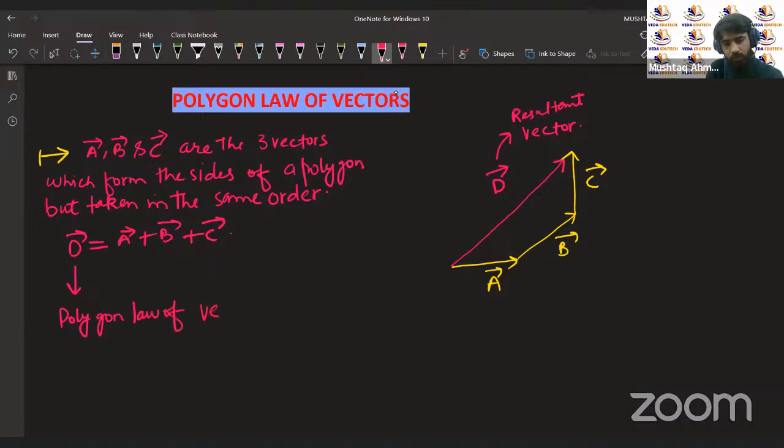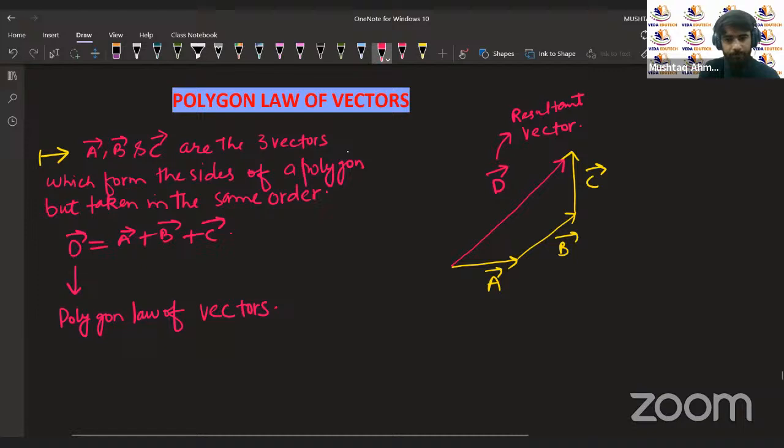Polygon law of vectors. So this is the polygon law of vectors: if some vectors represent the sides of a polygon and they are taken in the same order, then the vector which completes the polygon but is taken in the reverse order is the resultant of all those vectors.